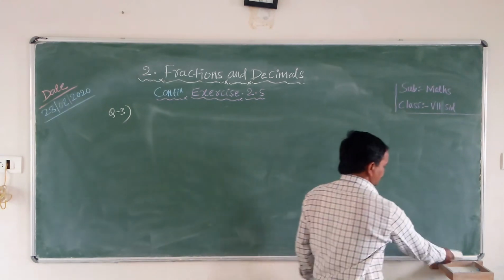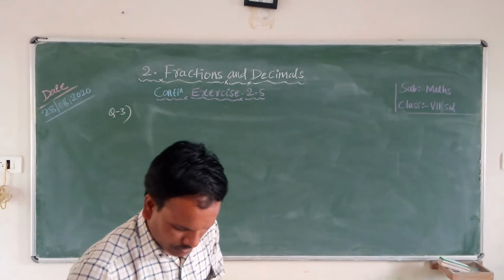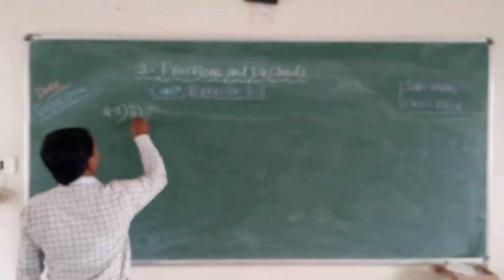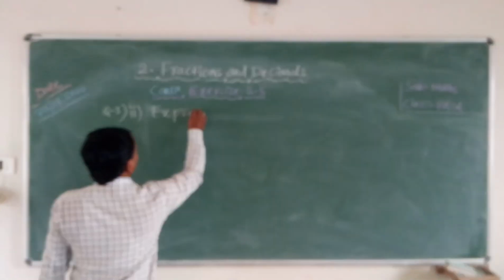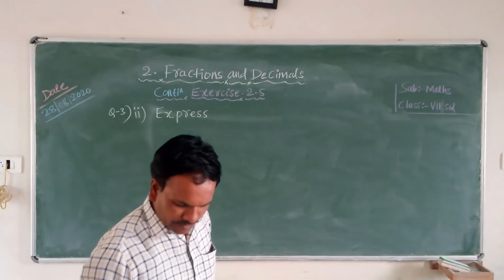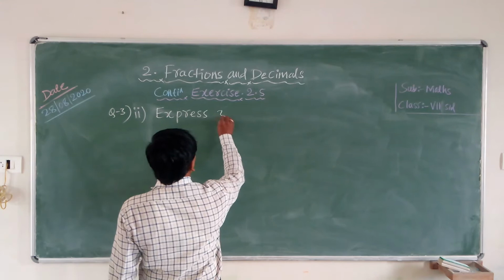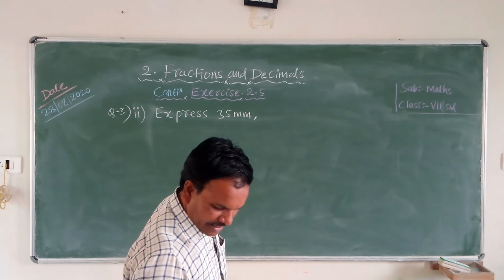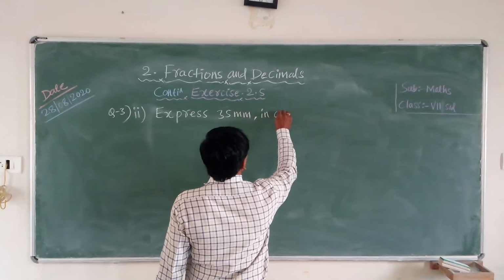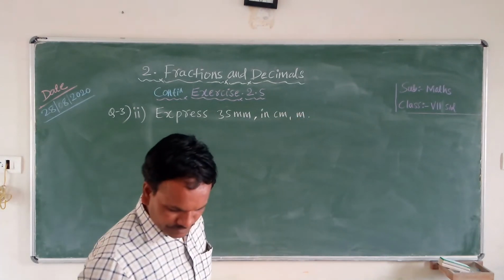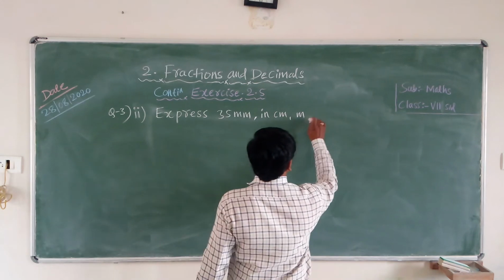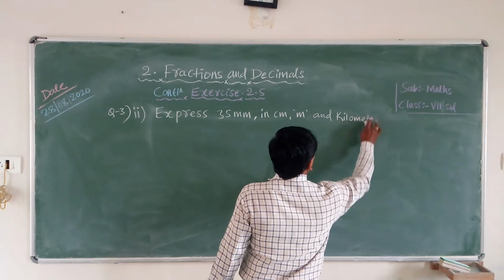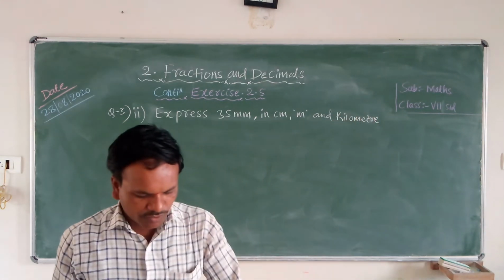Third meeting side, second one. Express 35 millimeter in centimeter, meter and kilometer. So we have to find it in kilometer also.